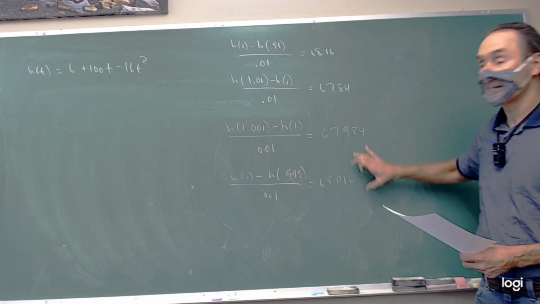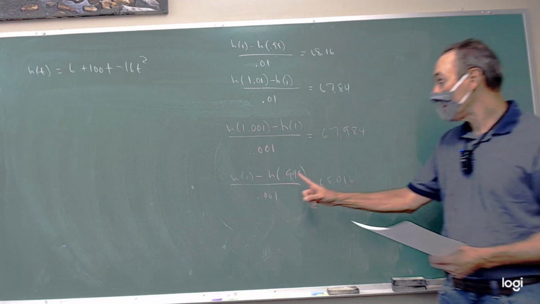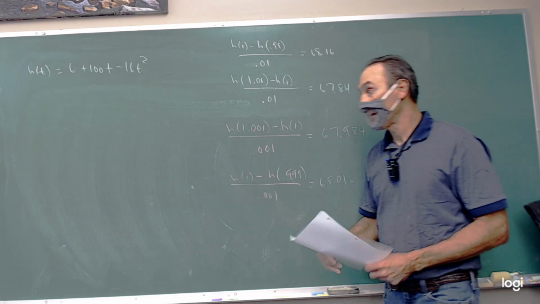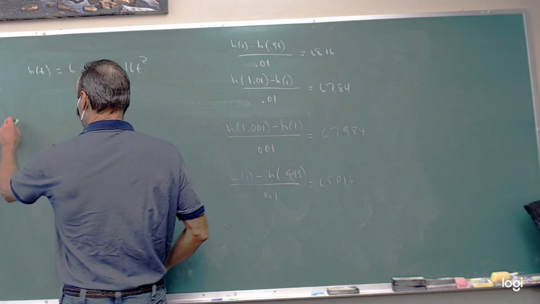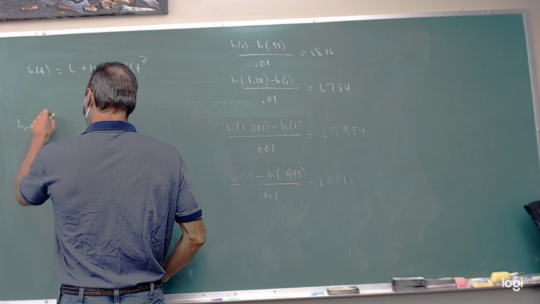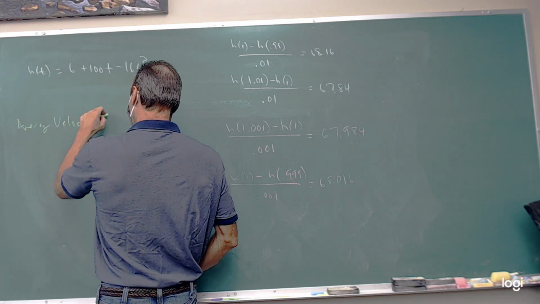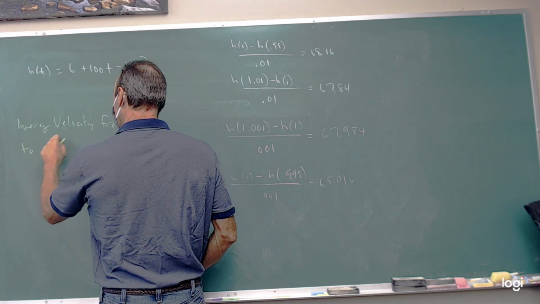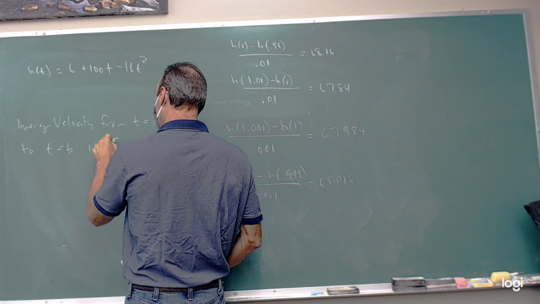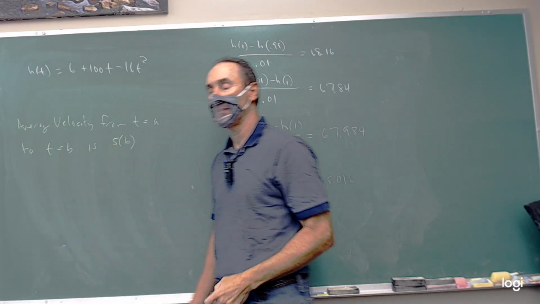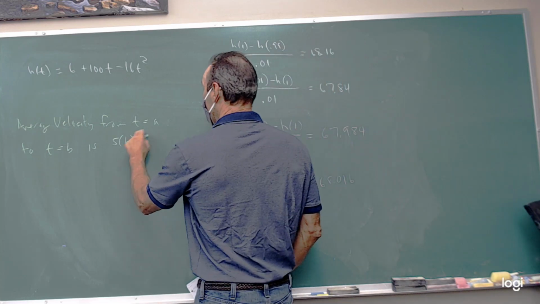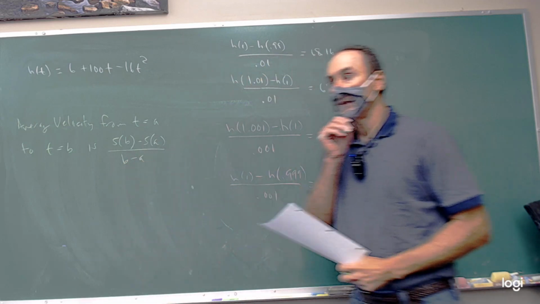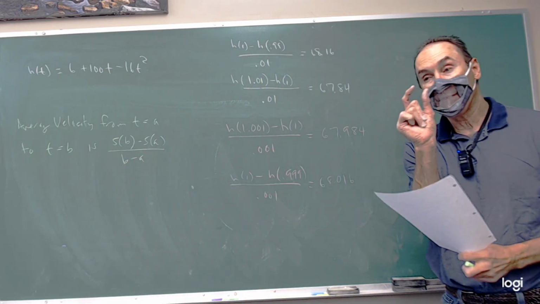Now each of these is an average velocity. So anytime you have two distinct time values, the average velocity from t equals a to t equals b is given by s of b minus s of a over b minus a. I don't know why we use s, but usually s is used for position. That is the average because it's over a finite time interval.